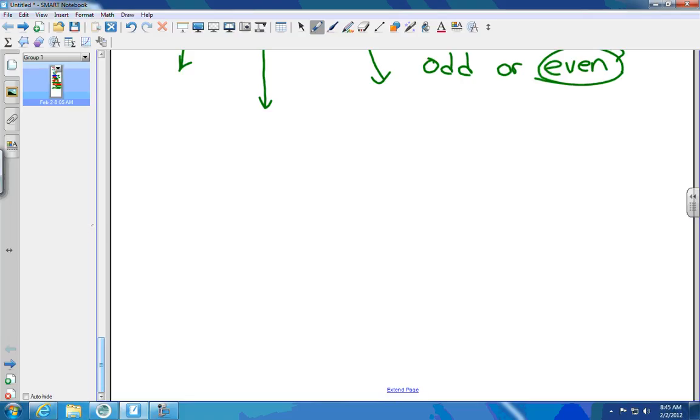Homework 1 through 33 on pages 335 and 336.